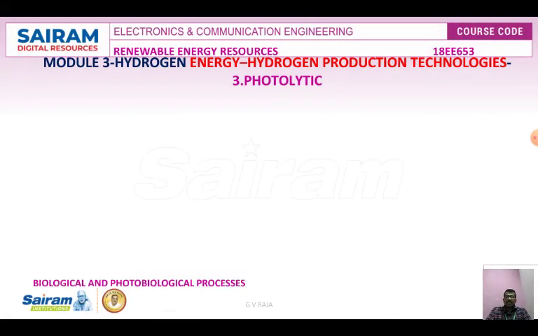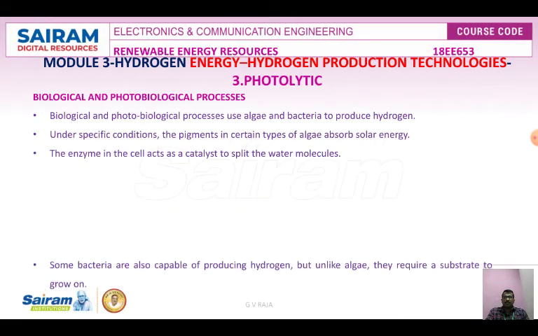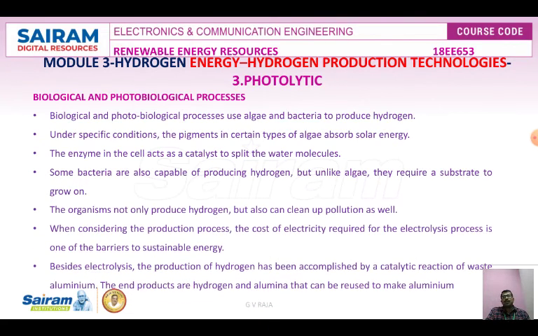Another method is the biological or photobiological process. From that also we can produce the hydrogen, but the efficiency of the hydrogen produced is much less than that. It may be 15 to 20 percent. That means we are using some photobiological technology in order to produce the hydrogen.